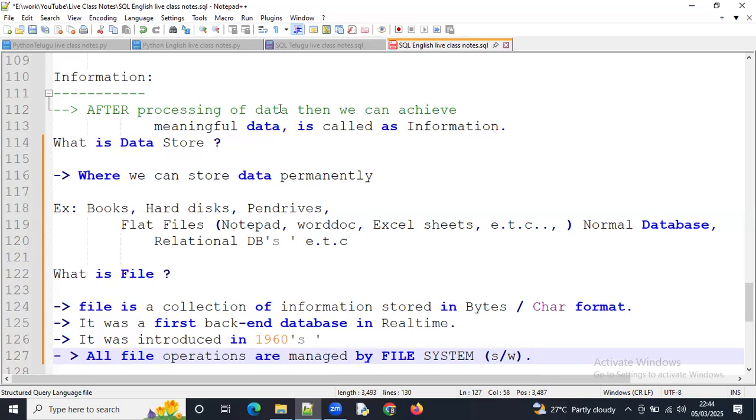Next, it was the first backend database in real time. So the file is the first backend database, and it was introduced in the 1960s. All file operations are managed by which system? The file system. What is a file system? A file system is a software.